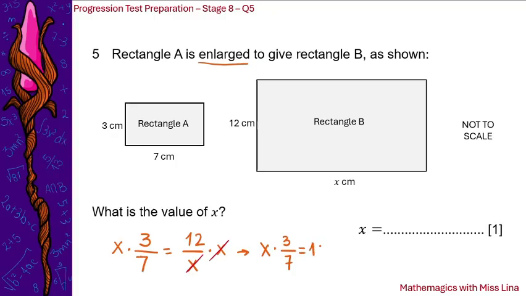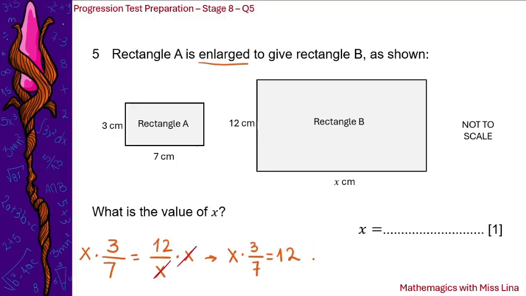equals 12. Then the 7 that is dividing would go to the right side to multiply, and the 3 that is multiplying would go to divide. So we are going to have that x equals 12 times 7 divided by 3.